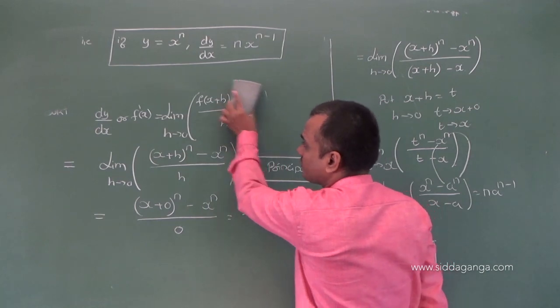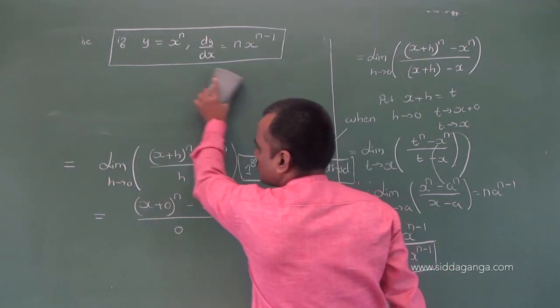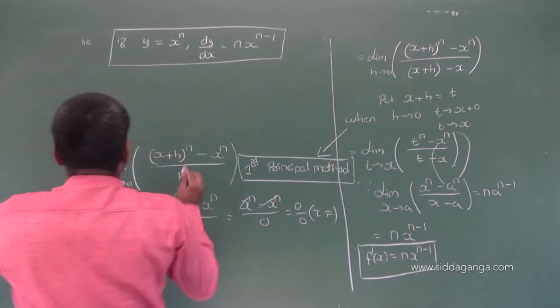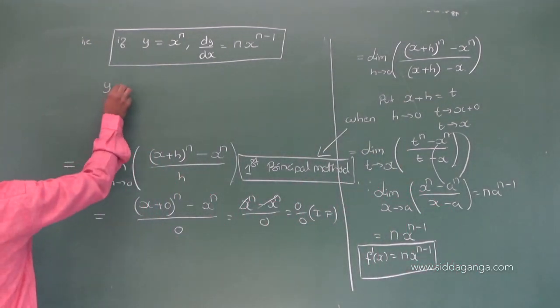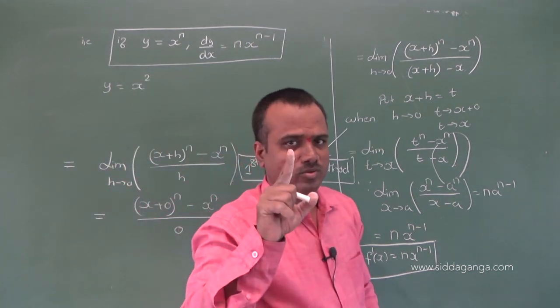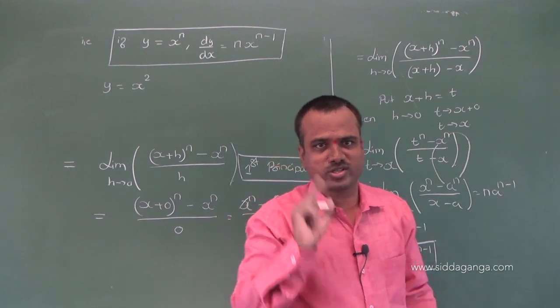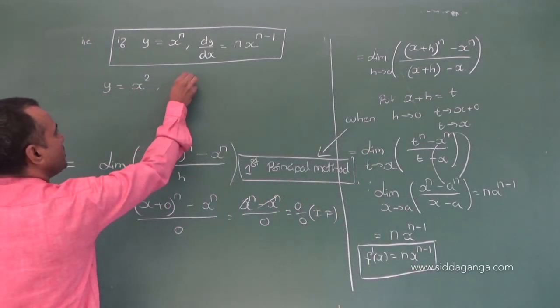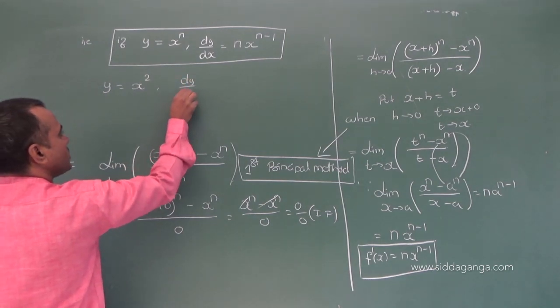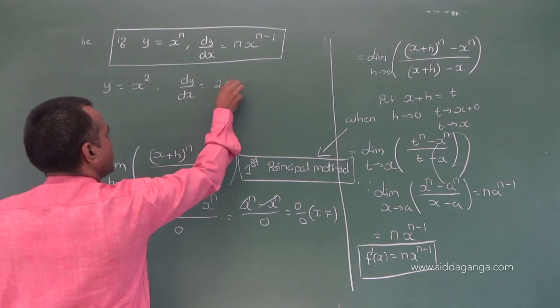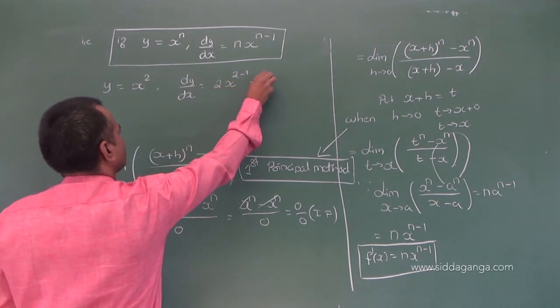So this is a general formula. Why is it a general formula? Just now, in the first example, we took x square. We already found the derivative of x square is 2x. Same method: if y is equal to x square, dy by dx, in the place of n it is 2, so 2 into x to the power 2 minus 1, which is 2x.